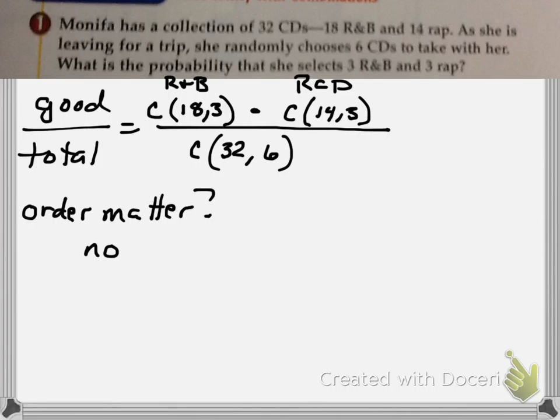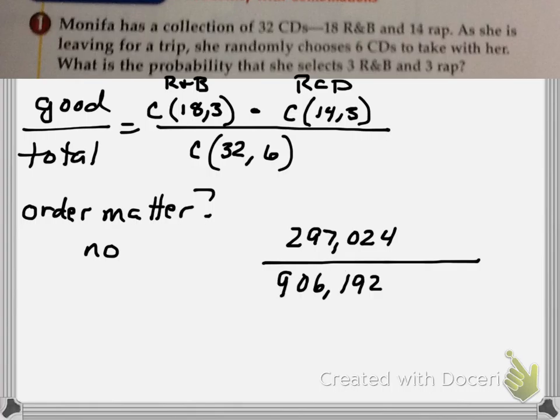Now you just have to do that on your calculator and get a decimal, which you could turn into a percentage, the probability that that would happen. On top, I get 297,024. And on the bottom, I get 906,192, which gives me some sort of probability of around 33%. 33% of the possibilities have 3 R&B and 3 rap.